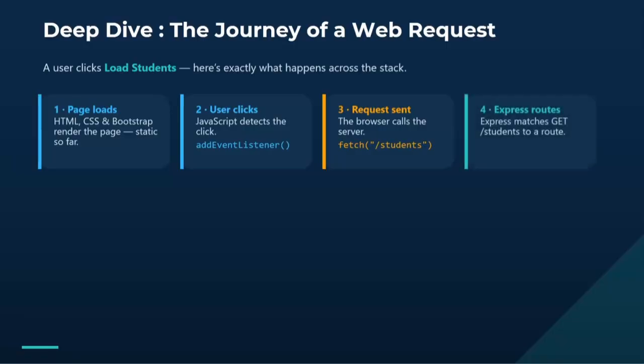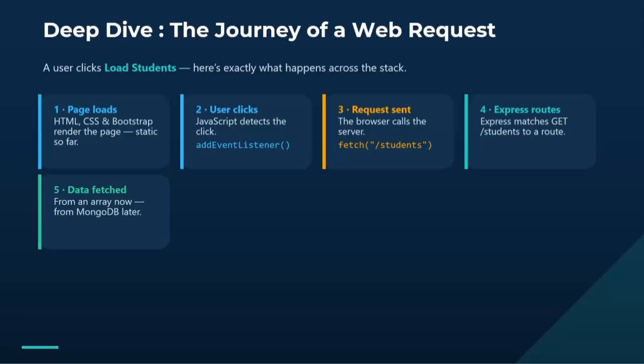The request then travels across the network until it reaches our Express server. Express continuously listens for incoming requests. When the request arrives, Express compares the requested URL against all the registered routes. Since we created app.get, Express finds a match. The callback function executes. Inside that callback, Express retrieves the student information.